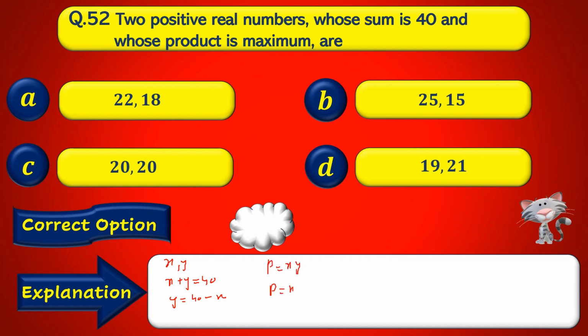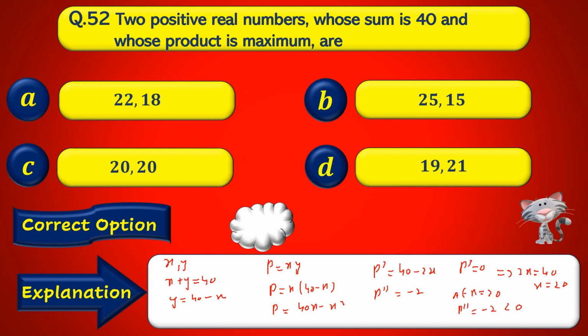We convert it into only one variable and place the value of y, 40 minus x, and the product is 40x minus x square. Its first derivative is 40 minus 2x, second derivative is minus 2. Now we put the first derivative equal to 0. This implies 2x will be equal to 40 and x will be 20. At x is equal to 20, p double dash will remain minus 2, which is less than 0. Since the double derivative is negative, therefore x is equal to 20 is the point of maximum value.